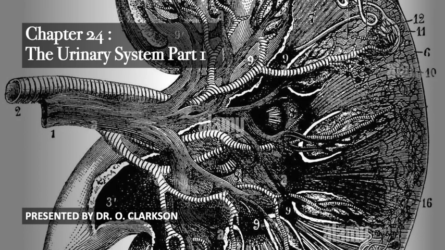All right, just make sure that you know the ascending portion that goes back up is impermeable to water. That's one very important factor. So you're going to see movement of water at the descending loop, when it goes down towards the renal medulla.